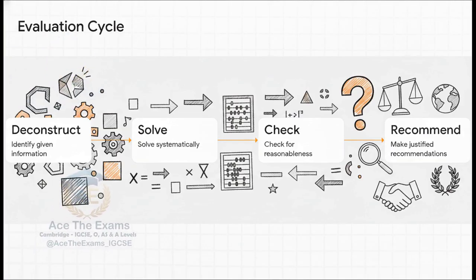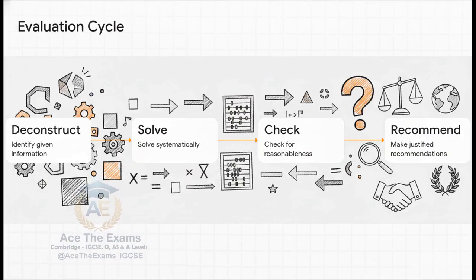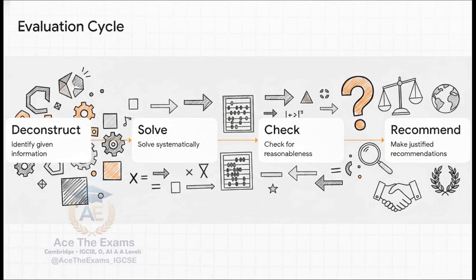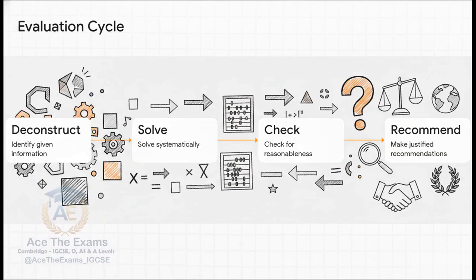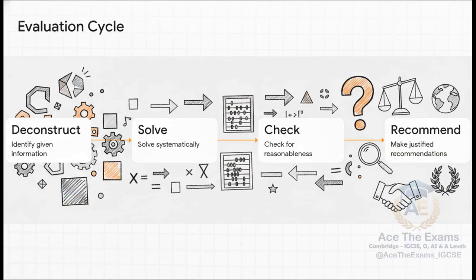This indicates that the probability of observing such an extreme result by chance alone is less than 5%, assuming the null hypothesis is true. Finally, make justified recommendations, linking back to the context. Therefore, there is sufficient evidence to reject the null hypothesis, concluding that the new factory machine has indeed increased the mean production rate of components.